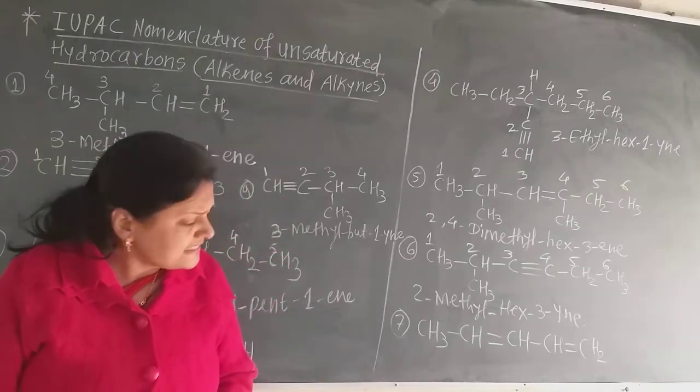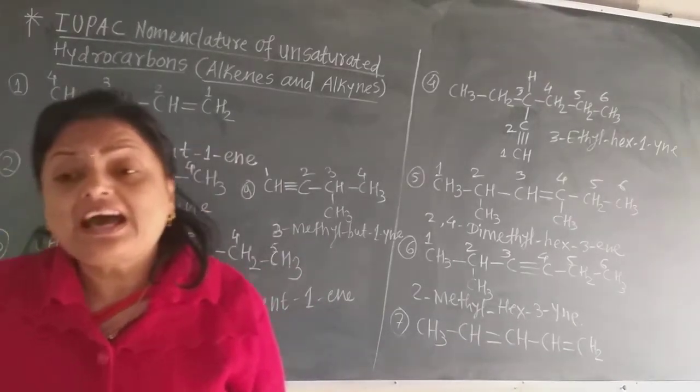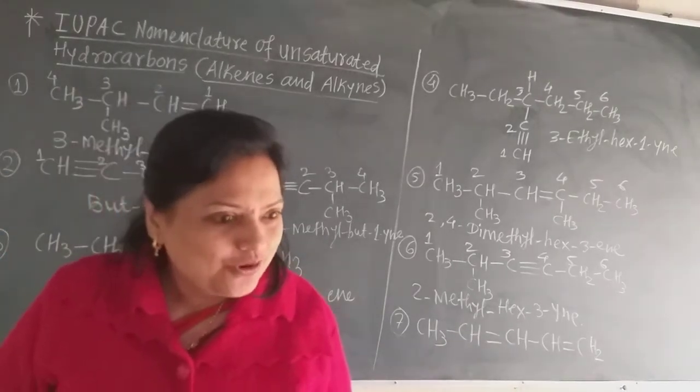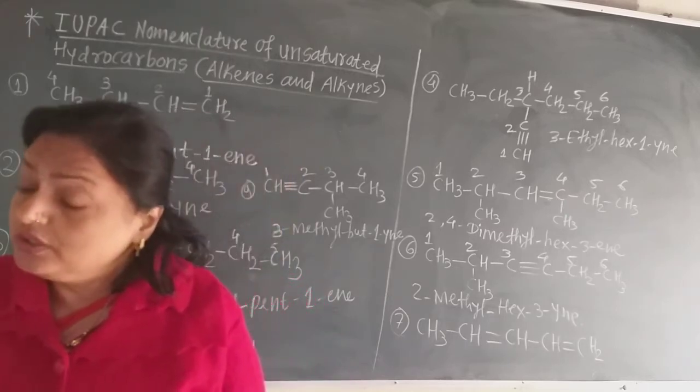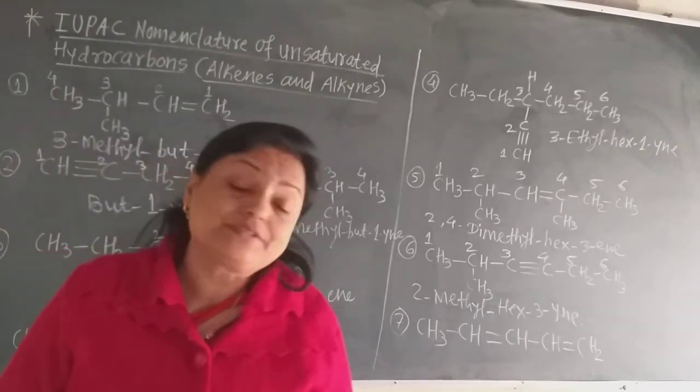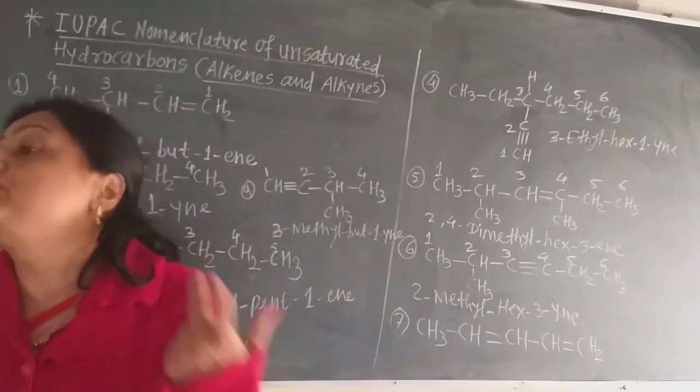Now let us see some more examples. Sometimes there are dienes also, or diynes also. That means at 2 different carbon atoms there will be a double bond, or at 2 different carbon atoms there will be a triple bond.